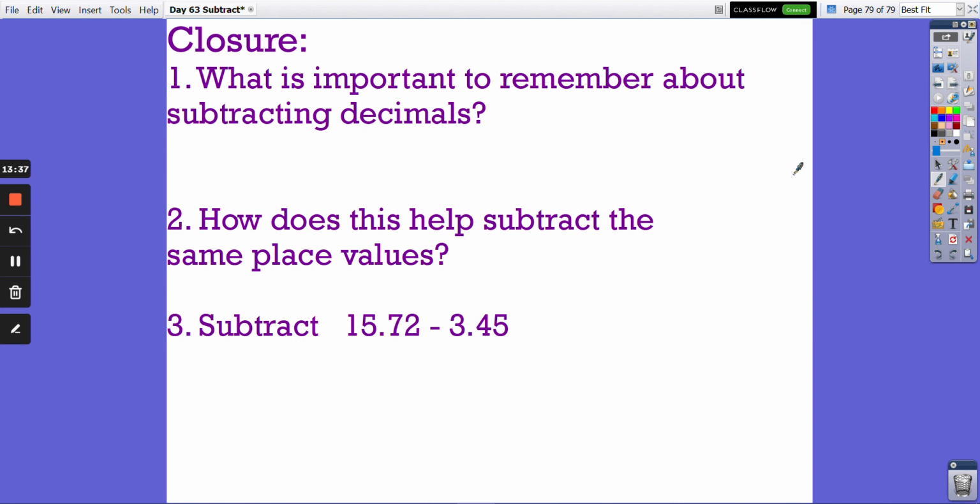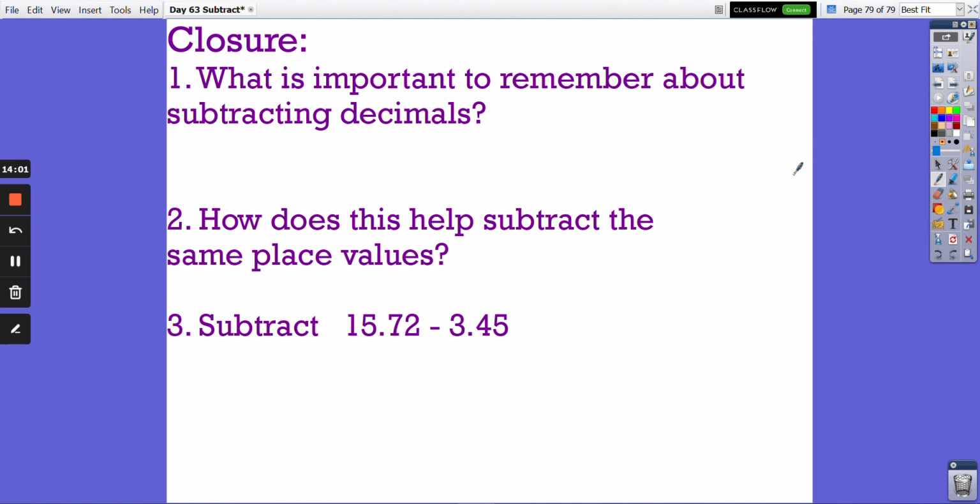Okay, what is important to remember about subtracting decimals? To line up the decimal and to put a 0 under every or over every digit after the decimal point. How does this help subtract the same place values? By lining up the decimal point, we're lining up the place values. It's like we're creating a place value chart, but we don't have to do all of that work.